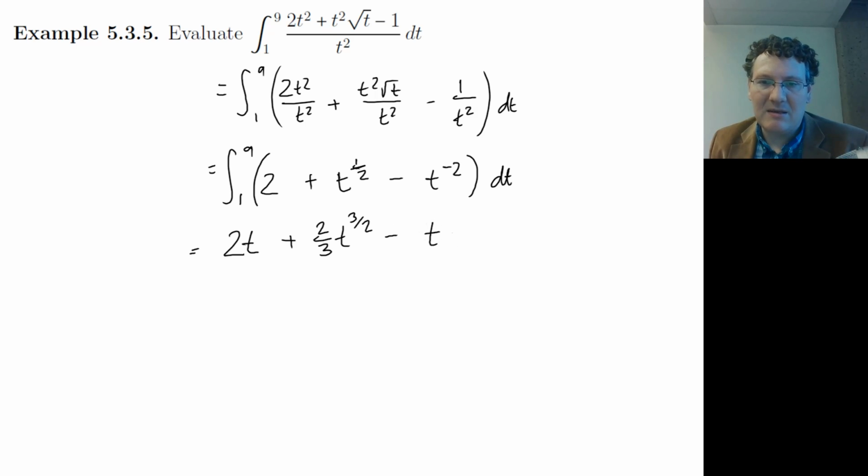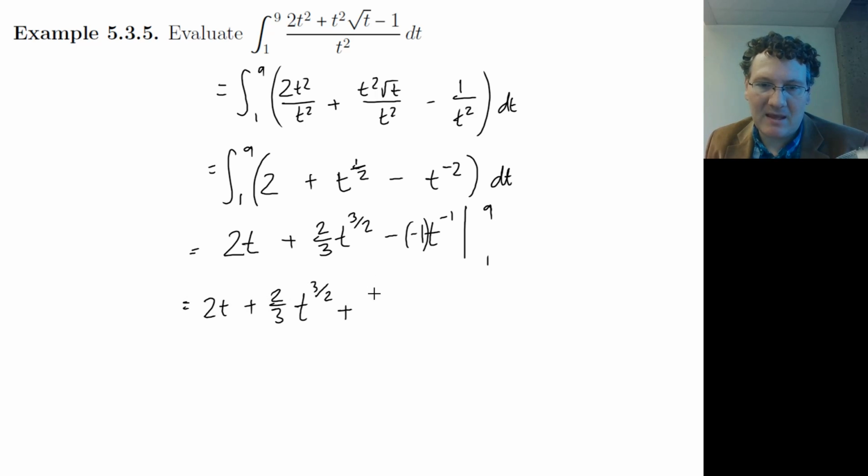Minus t, I'm going to be adding 1, so it's going to be minus 1, and then it's going to be a minus 1 out front, 1 over minus 1. So it's actually a positive 1. From 1 to 9, clean up a tad. I guess the only thing I really want to clean up is this last term, and I'll write it as 1 over t now, from 1 to 9.